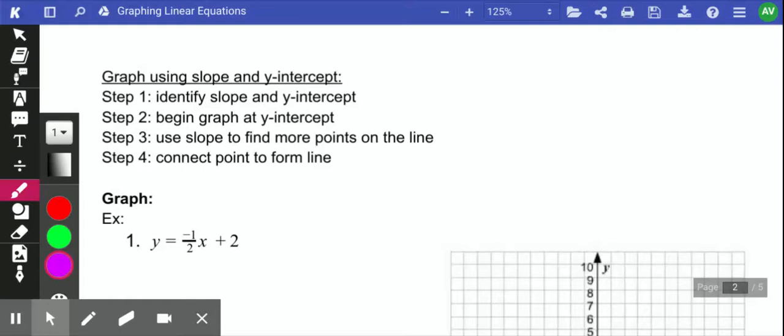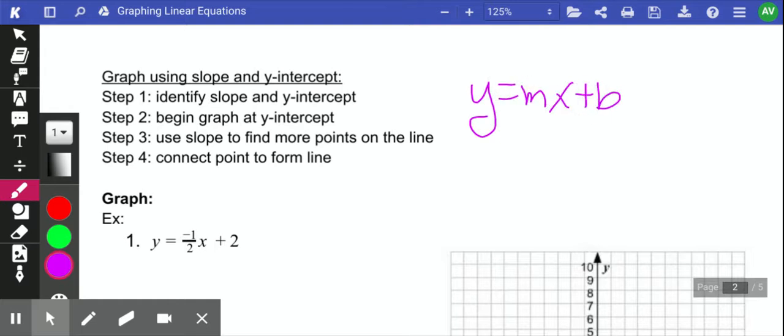All right, so this time I'm going to show you a different method of graphing. This is graphing using the slope and the y-intercept. A lot of people like this method because it's faster, but this only works for lines and they have to be in slope-intercept form. You'll recall slope-intercept form looks like this.